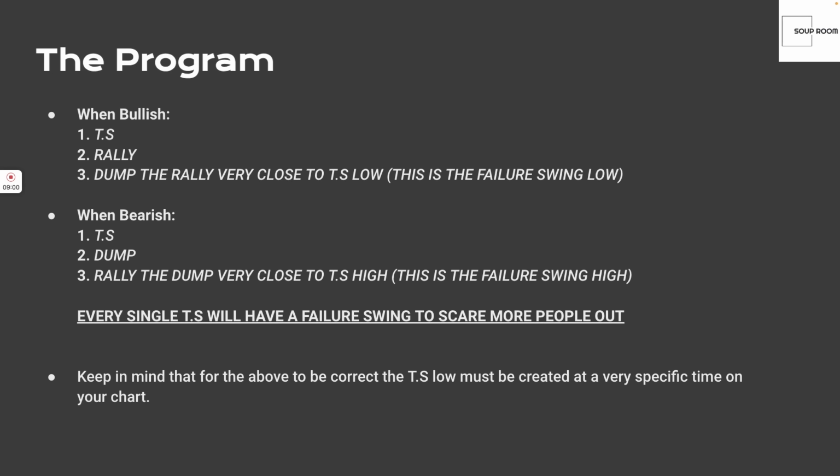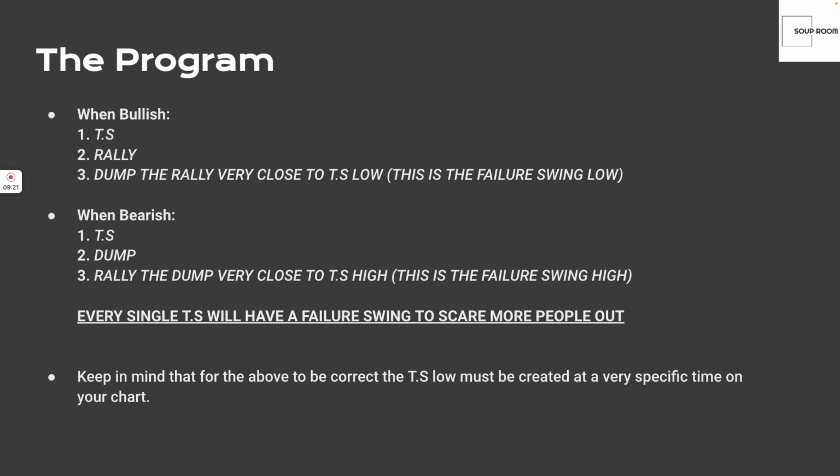When bearish, we'll see the same thing happen. Turtle soup, dump, rally, the dump very close to the turtle soup high. This is the failure swing high. Every single turtle soup will have this specific swing high, failure swing high. This is going to scare more people out of the market.